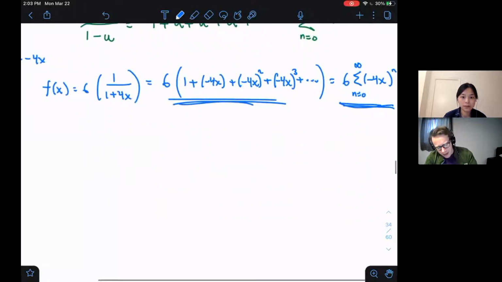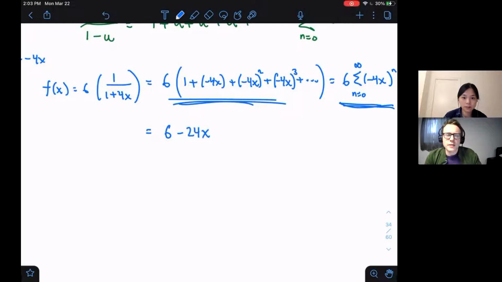And so let's go ahead and expand this out a little bit and simplify things. We have 6. Let's see, we have negative 4x. And of course, we need to multiply that by 6. So this is going to be negative 24x. And let's see, if I was to take negative 4x and square it, that would be positive 16x squared, right? Because when you take a negative and you square it, that becomes positive.